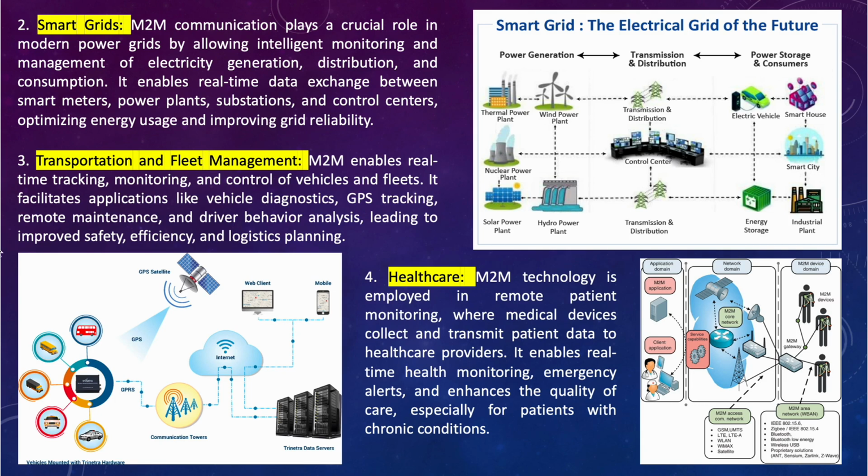So yes, we are talking about smart grids and how M2M works. We have the power generation, transmission and distribution, power storage and consumers. On the power generation side, we have thermal power plants, which could be coal or gas powered. Even petroleum is used to power plants. Nuclear power is another point. Wind, solar, hydro come into the environmentally friendly categories.